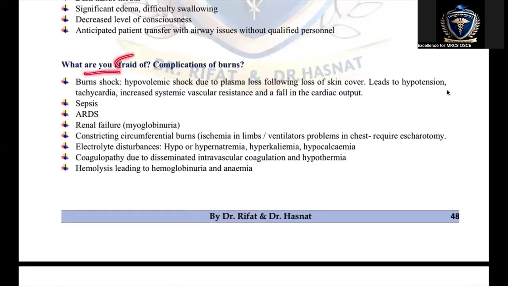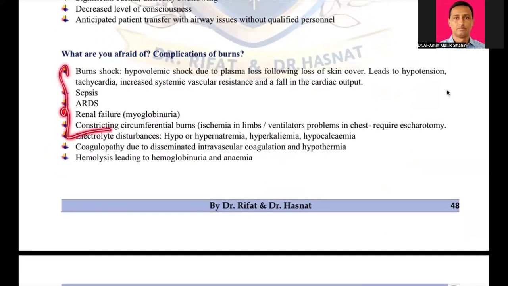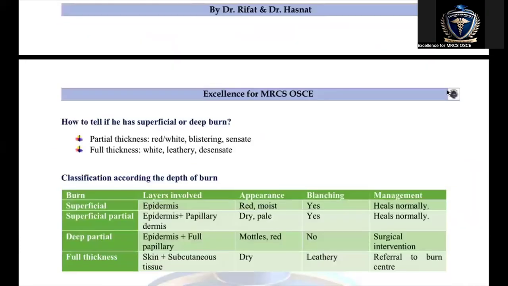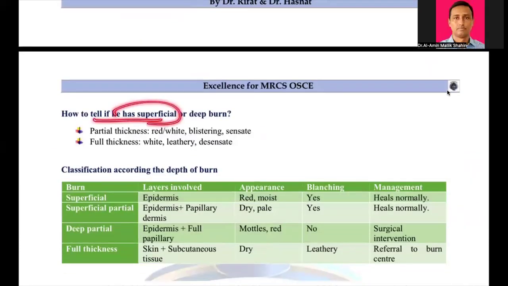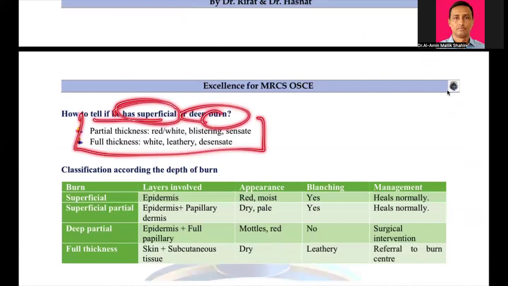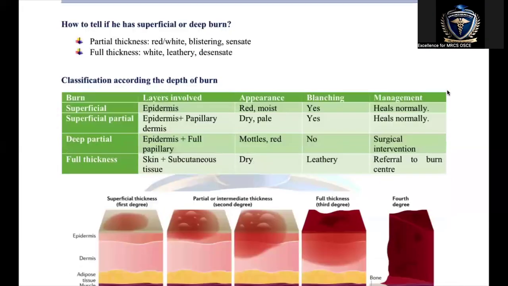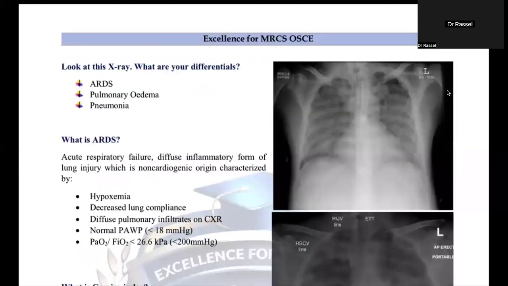What are you afraid of, complications of the burn? These are the complications: burn shock, ARDS, renal failure, constriction. Exactly. So how do you tell if it is a superficial burn, partial thickness burn, full thickness burn, or deep burn? I have mentioned everything in detail, the classification of the burn and the differences. So look at the X-ray.